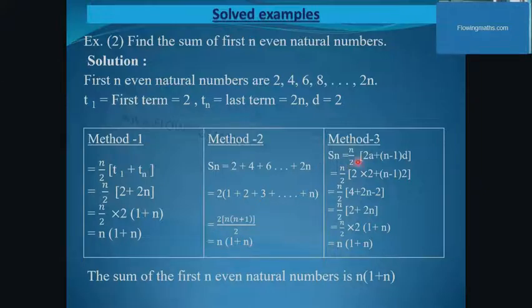Method 3, using the normal formula. n by 2 into (2a plus (n minus 1) into d). A is 2, so 2 into 2 plus (n minus 1) into d, which is 2 again. So 4 plus 2n minus 2 is 2 plus 2n. You can take out 2 here because it's common, and then here there is 2, so 2 and 2 get cut. So it becomes n into (1 plus n).